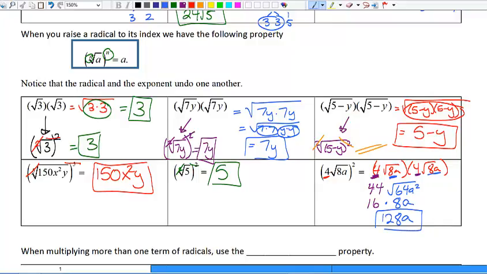One other way you could have done that problem is you could have distributed the square root to both of the bases. We have 4 squared and then the square root of 8a squared. On 4 squared you get 16. On the square root of 8a squared, the radical and the exponent undo each other, and then I still get 128a. Either way you could do it, you're still going to get the same answer.